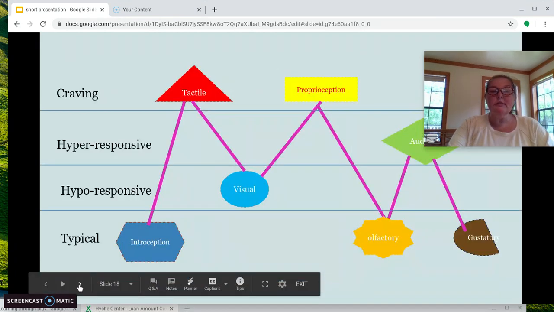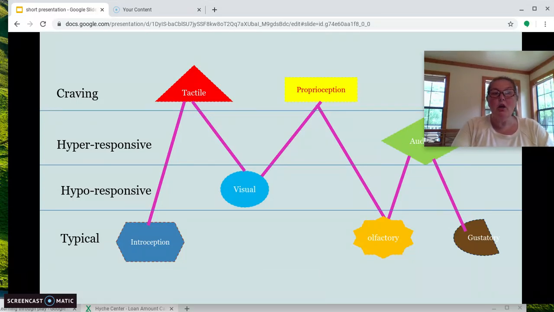But first, I want to say that most children, actually in 25 years, I've never seen a single child who is just over responsive in all sensory areas. So this is just an example of what you see on your screen. Craving is seeking. Hyper is more or over, and then hypo is under responsive. So for this example, this child is seeking or craving tactile and proprioceptive input. They're over responsive to auditory input and under responsive to visual input, and all the other areas are typical. So when we talk about these deficits, it's important to identify the different type as well as the specific sensory system.